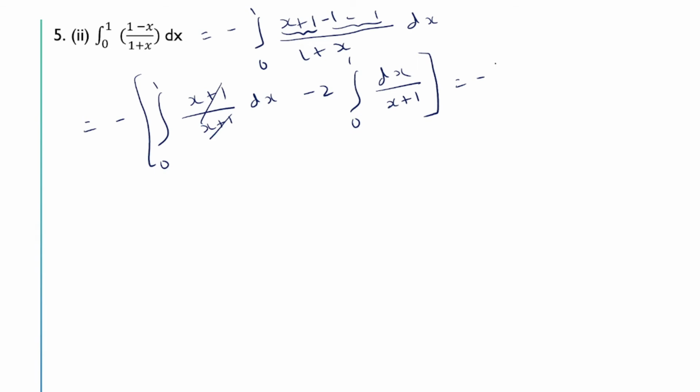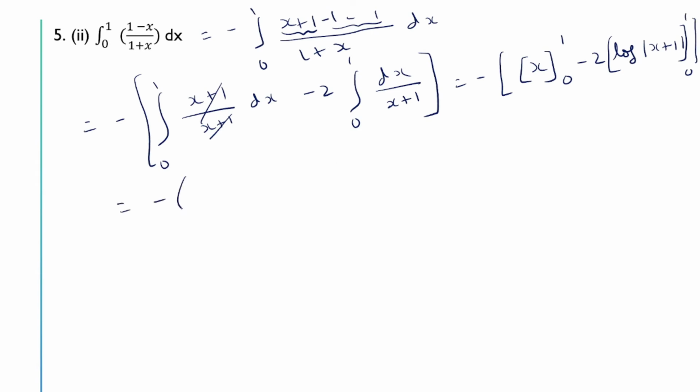So minus, let it be outside. So here we have x, we have to substitute the limits, then minus 2 integral dx by (x plus 1) is log mod (x plus 1) with the limits 0 to 1.